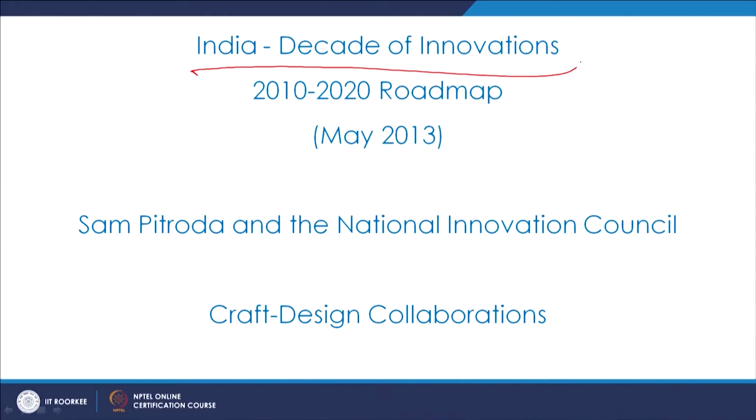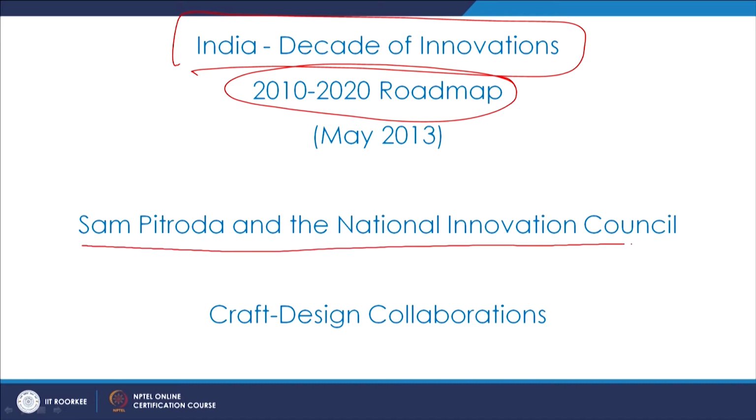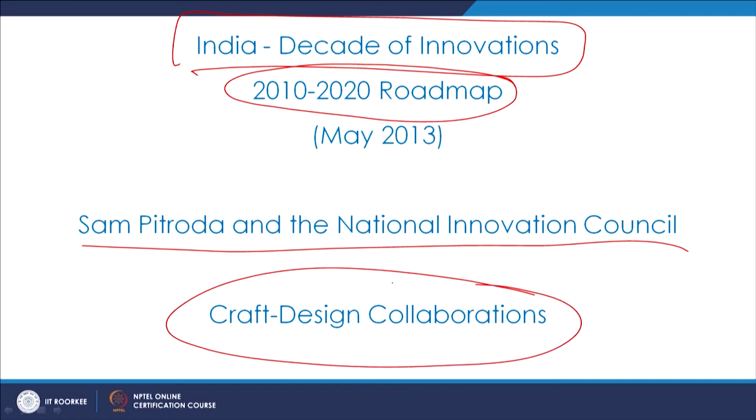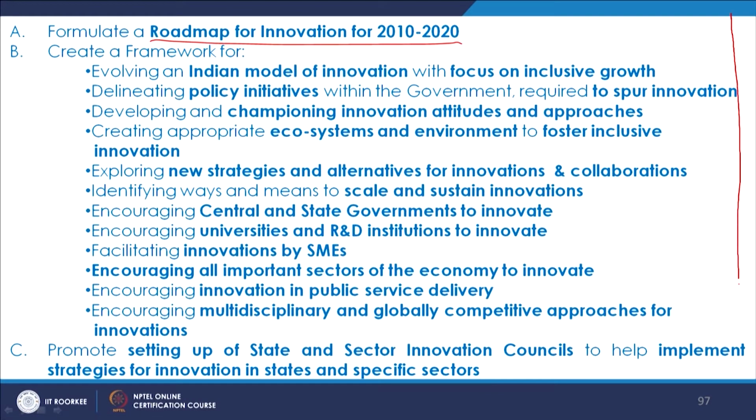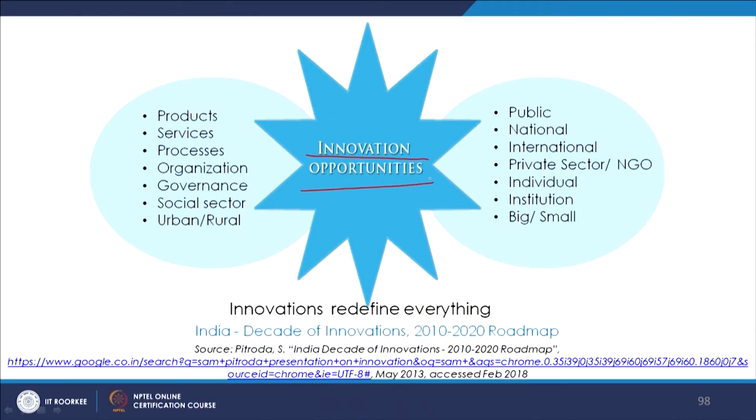We discussed the decade of innovations, and we also discussed the roadmap which has been created by Sam Pitroda and the National Innovation Council. We also saw some interesting diagrams explaining the craft design collaborations and how they are important tools for innovation and development. So we saw this roadmap for innovation for 2010-2020. It has an exhaustive list that we have already discussed, and we discussed several innovation opportunities, and we tried to understand how a lot of permutations and combinations can bring a lot of opportunities for innovation.